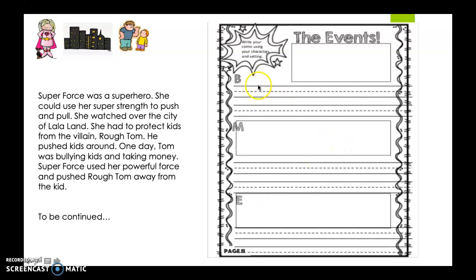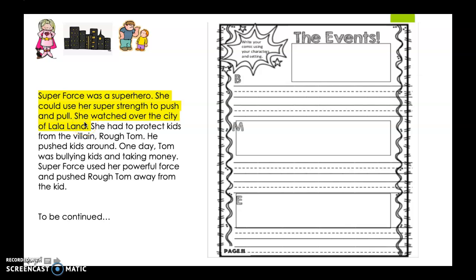So remember, every story should have a beginning, a middle, and an end, right? So if I want to fill in the beginning, I need to tell my reader who the characters are and what the setting is. So in my story, the first part at the beginning says, Superforce was a superhero. She could use her super strength to push and pull. She watched over the city of La La Land. So that tells you, as the reader, who the character is, something about her power, and also the setting, the city of La La Land.